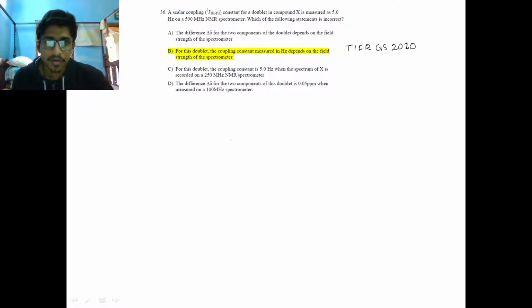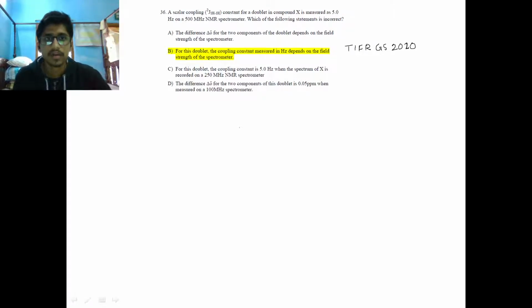So now I'm trying to make a question answer series for the upcoming TIFR GS 2021 for chemical science only. As per TIFR, they are always trying to judge your application power on the fundamental concept. As the name suggests, Tata Institute of Fundamental Research, they always try to judge your fundamental knowledge and your application power. So today I am going to discuss a problem from NMR spectroscopy.